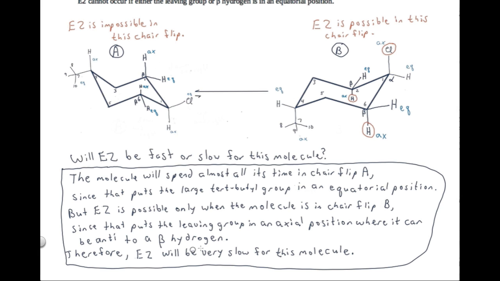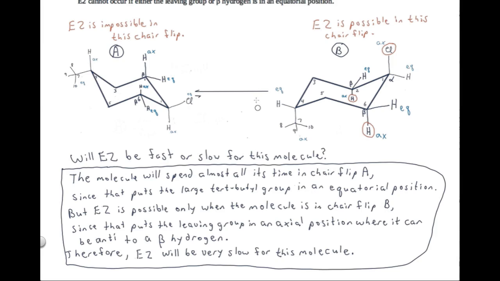Here's our answer. E2 will be very slow for this molecule, and I hope you gave an explanation. We know that the molecule is going to spend almost all of its time in chair flip A and almost none of its time in chair flip B, because chair flip A puts the large tert-butyl group in the favored equatorial position. But remember that E2 is actually impossible in this chair flip. E2 is only possible in chair flip B, because chair flip B is the one that puts the leaving group in an axial position, which is the only time that it can be anti to a beta hydrogen. Therefore, E2 will be very slow for this molecule.